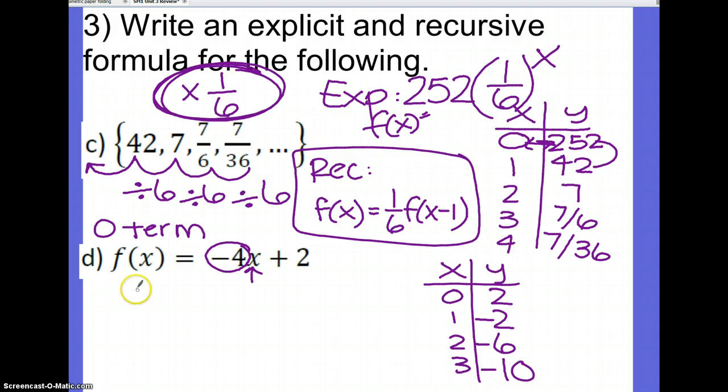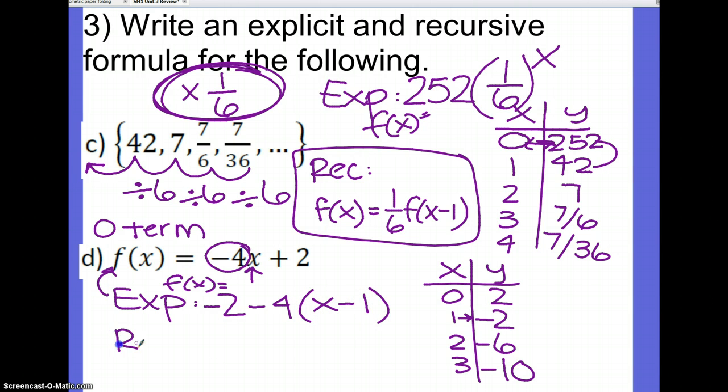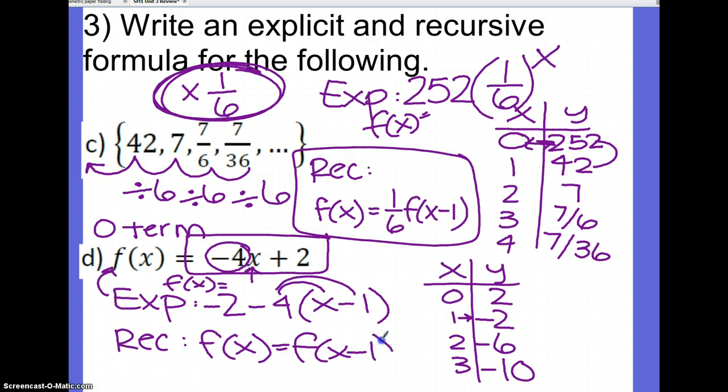And from here, the explicit form is actually already done for you. This is explicit, but if you wanted to use the first term, you could write f(x) equals negative 2, and then it is subtracting 4 every time, and then x minus 1. Recursive, because if we actually do go ahead and distribute here and combine like terms, we do end up with what we had originally. And then from there, recursive, we just write f(x) equals f(x minus 1), and we know the pattern is subtracting 4, so we put subtract 4.